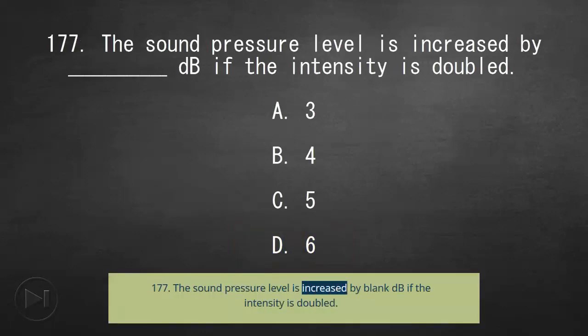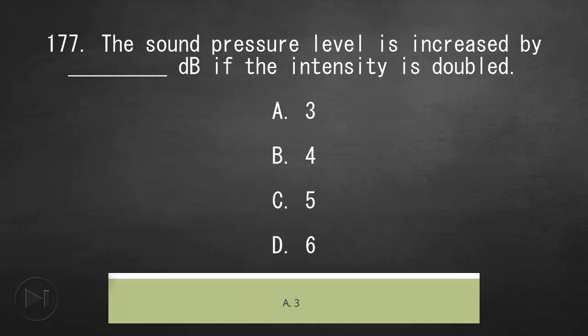177. The sound pressure level is increased by blank dB if the intensity is doubled. A. 3, B. 4, C. 5, D. 6. Answer, A. 3 dB.